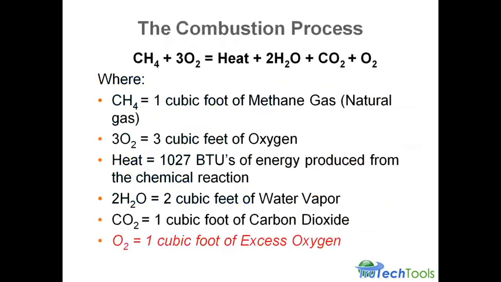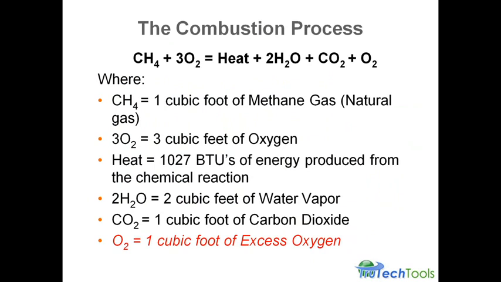So when we look at the combustion process, what we're looking at is CH4, 1 cubic foot of methane, plus 2 cubic feet of oxygen, and a spark to get this thing going. It's going to give us heat, 2 cubic feet of water vapor, a cubic foot of carbon dioxide, and excess air. And that excess air is one of the primary concerns when we're talking about the efficiency of the combustion process. The heat energy we're going to produce is about 1,050 BTUs, and that can vary anywhere from about 925 to 1,050. It really depends upon the heat content of the gas that you're getting.